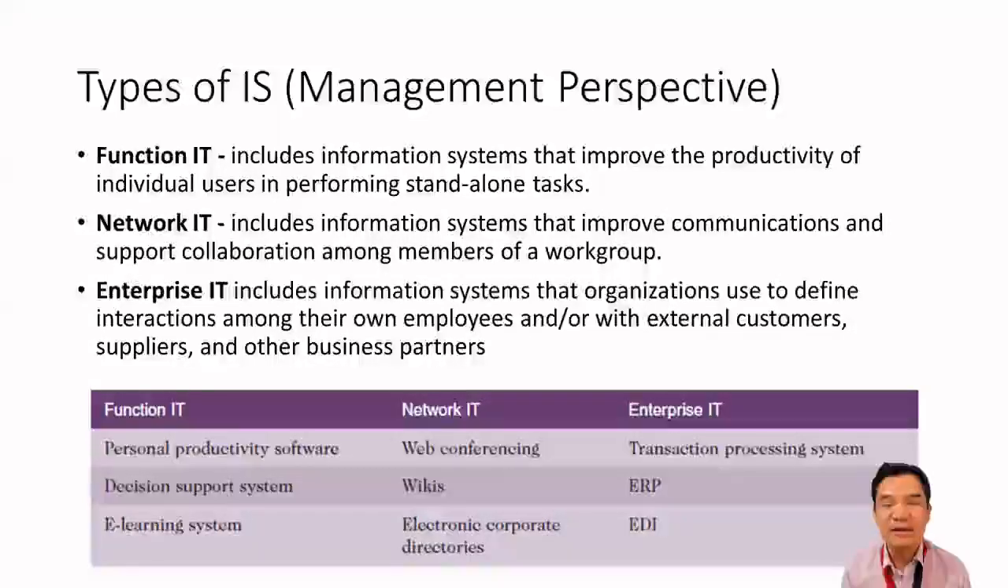So we have first the function IT, which includes information systems that improve the productivity of individual users in performing standalone tasks. If we look at the function IT, that means we are looking at the individual perspective from the different functions of people within the organization. This is related to how one uses IT to improve their task. It can be in any other aspect of the organization.